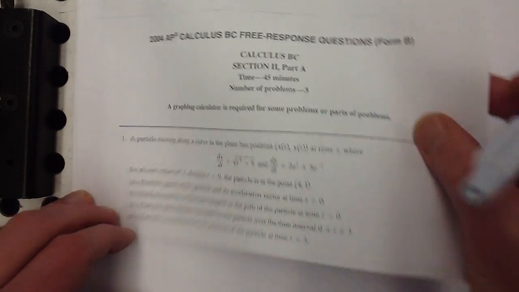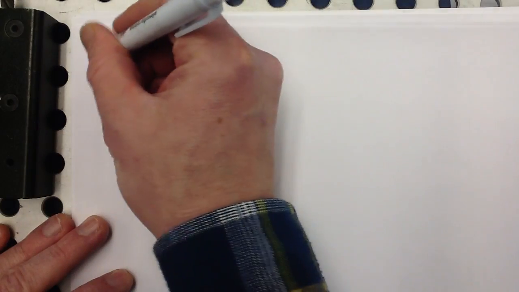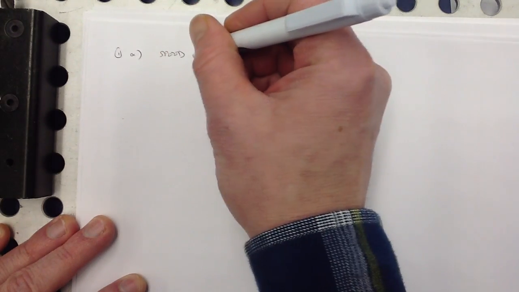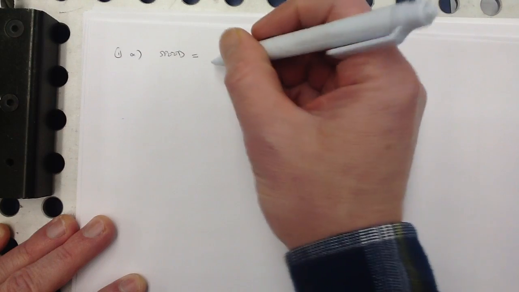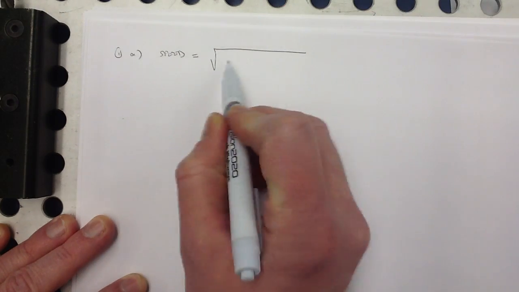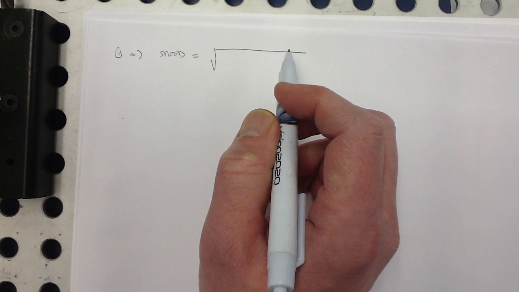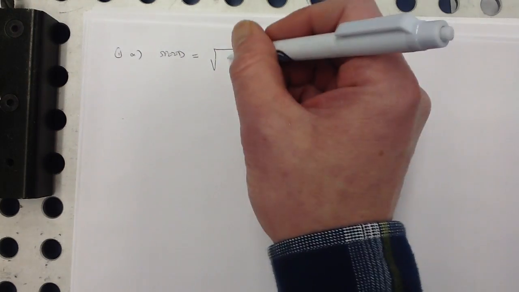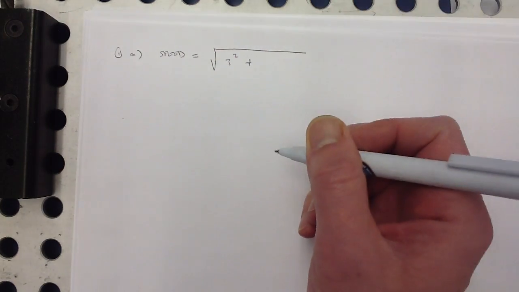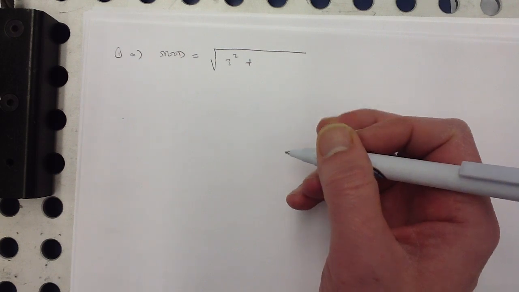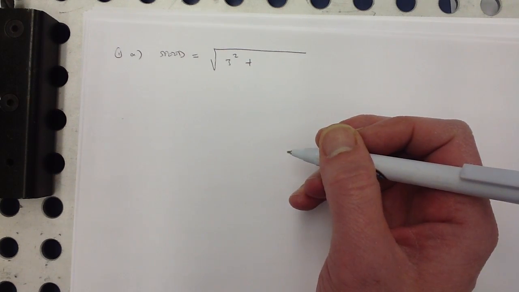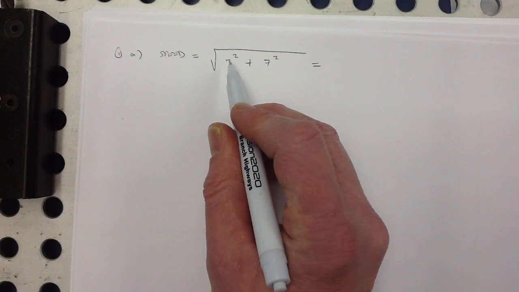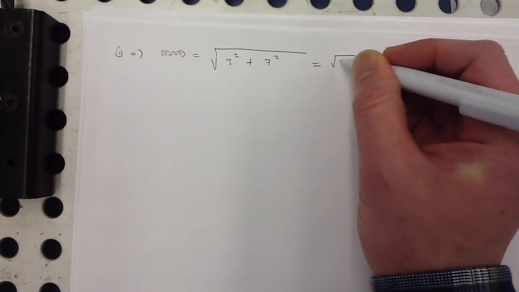Oh, this is familiar. So speed is equal to the square root of the velocities squared, right? We're doing the Pythagorean theorem on that, and we're doing this at time t equals 0. So 0 plugged into dx/dt gives me 3, plus, and then 0 plugged into dy/dt makes both the e to the whatever 1, so that gives me 7 squared. So that's 9 plus 49. This is the square root of 58.